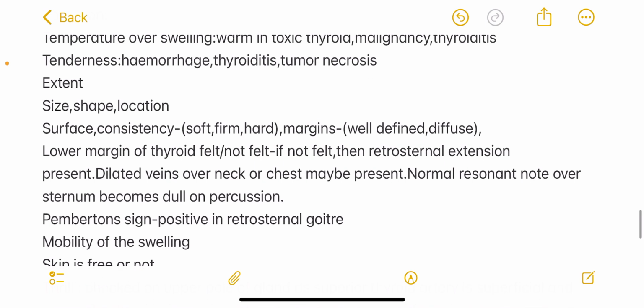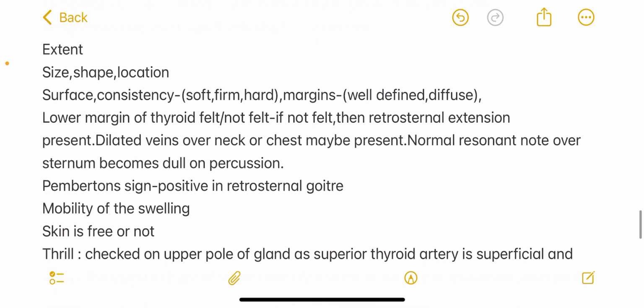Then certain signs like the Pemberton sign are positive in retrosternal goiter. Here you ask the patient to raise their hands and do the finger closing movement, and then there will be sudden flushing of the face in case of a positive Pemberton sign, and that is seen in retrosternal goiter. Then the mobility of the swelling should also be checked, and whether the skin over the swelling is free or not.